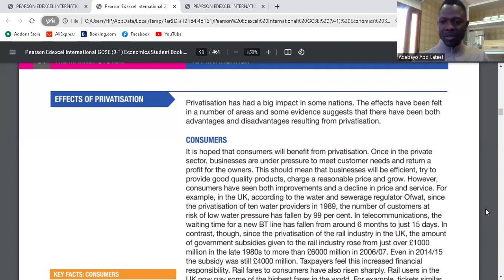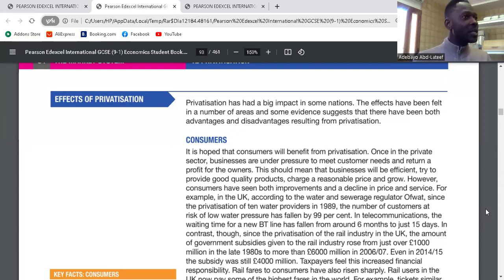So that's for consumers there. This should mean that businesses will be efficient, try to provide good quality products, charge a reasonable price, and grow. So when you look around all what I have said, it would have meant that businesses will be competitive because they're going to be in a competitive market anyway. They would have to sell at a price that will be affordable for consumers. And not only that, they want to do it with efficiency so that they will not run at a loss. Do you understand? That is the point they are making here.